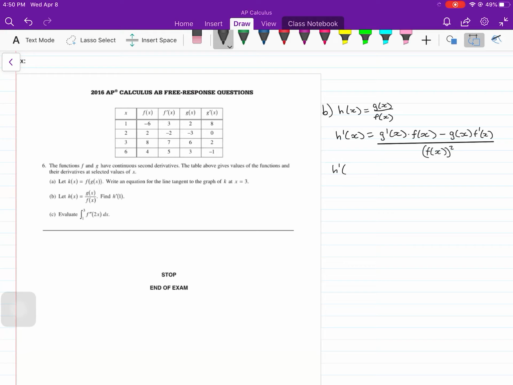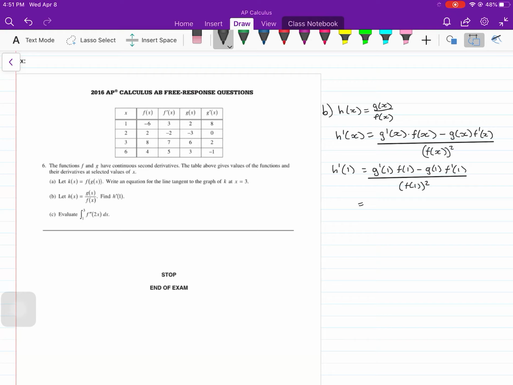And then h prime of 1 is going to be g prime of 1 times f of 1 minus g of 1 times f prime of 1, all over f of 1 squared.